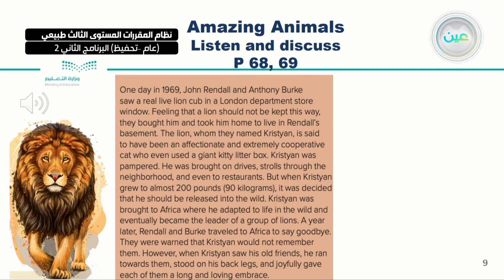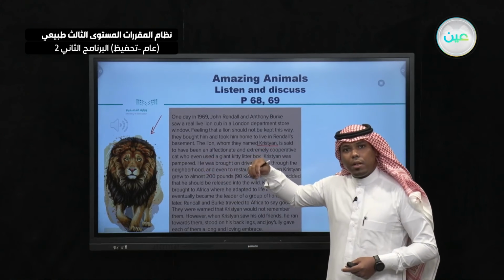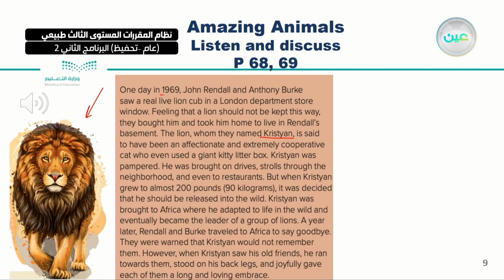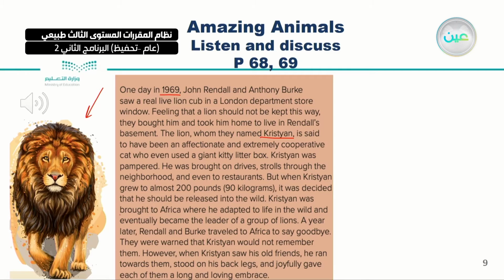Okay, what's the name of this lion? His name is Christian. When did Rendell and Burke adopt this lion? 1969, as you can see here. They took this lion to the wild, to Africa actually. They brought him to Africa, where he adapted to life in the wild and eventually became the leader of a group of lions.